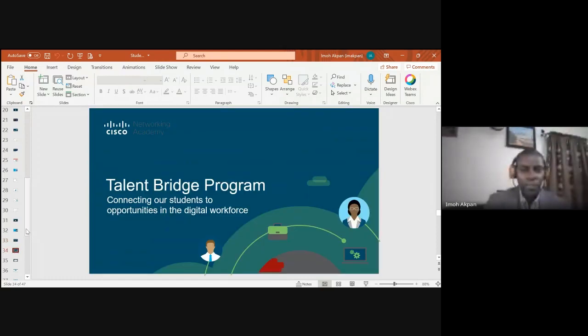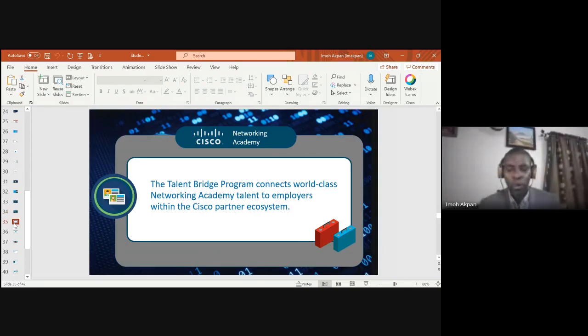So the next program I want to present, especially one that connects our training with job opportunities, is what we call the Talent Bridge program. What the Talent Bridge program does is to connect students to opportunities in the digital workforce. So basically, students that go through the program are linked up with Cisco partners. So we link them up with Cisco partners.